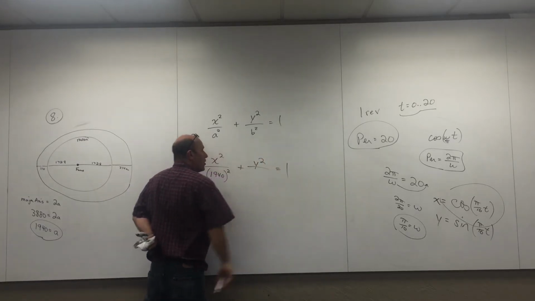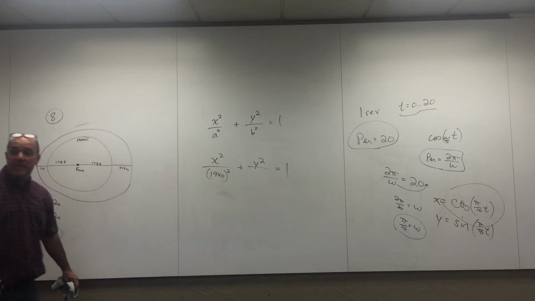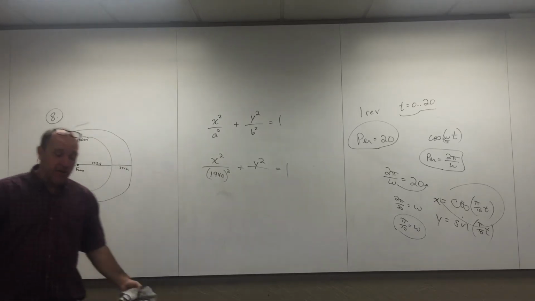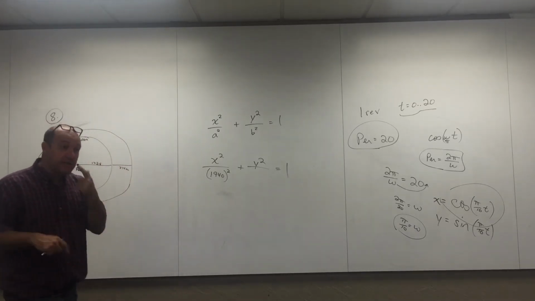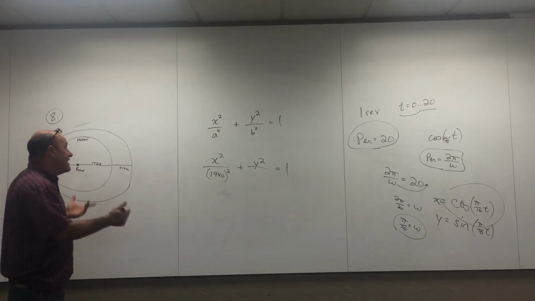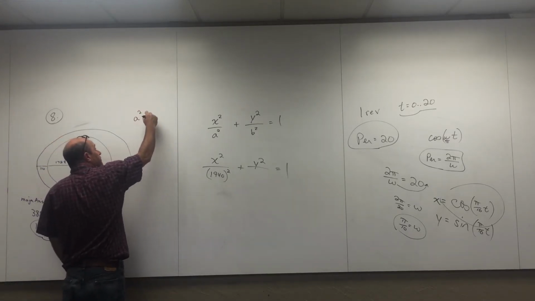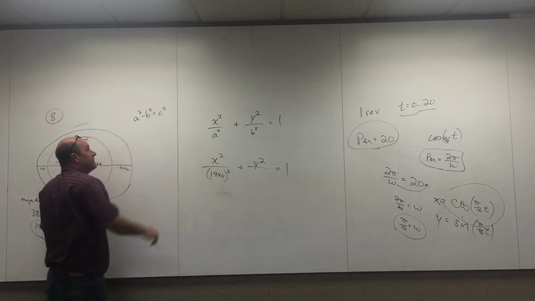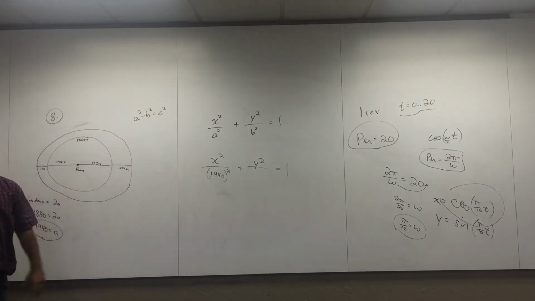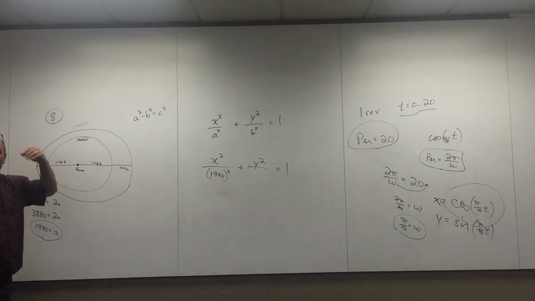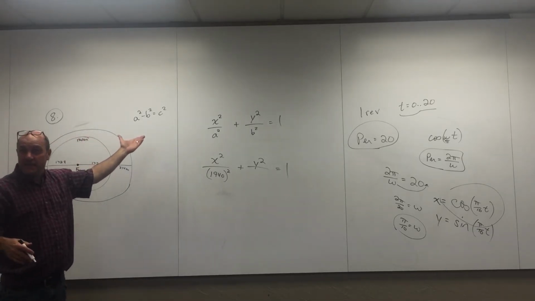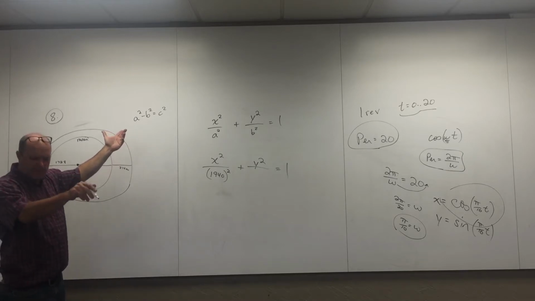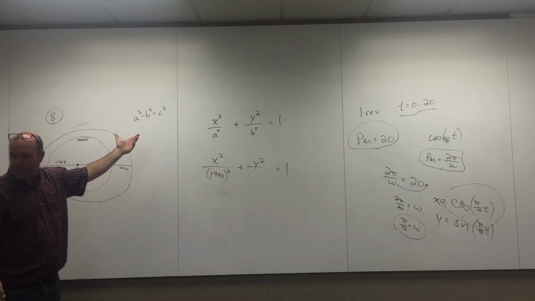What often helps me find b is you have to have this thought in your head. When it comes to ellipses, remember a squared minus b squared is c squared. That's just a true fact for ellipses. So you might need that thought. And what is c? Not the number, but what is c defined as? The distance from the center to the focus. Good, the distance from the center to the focus.